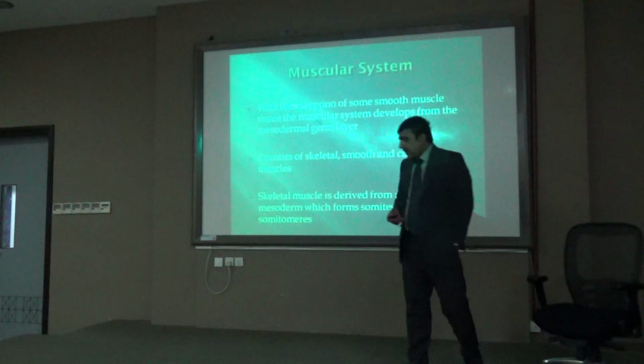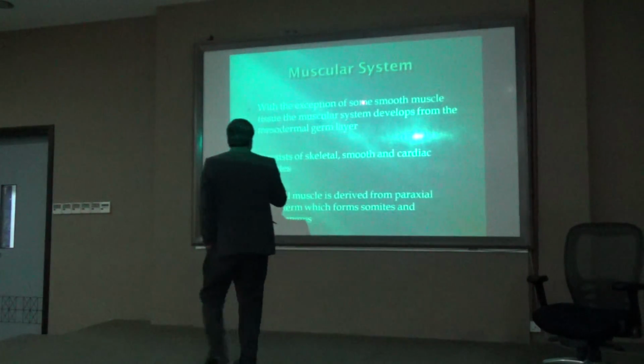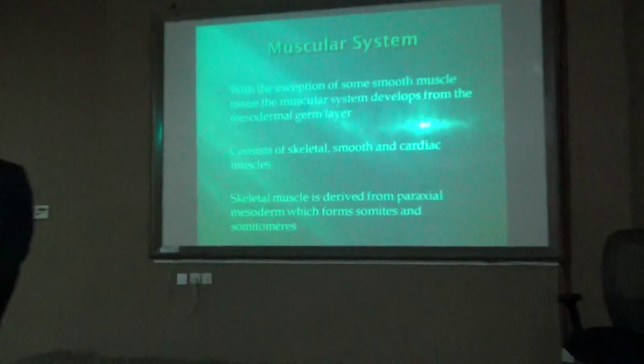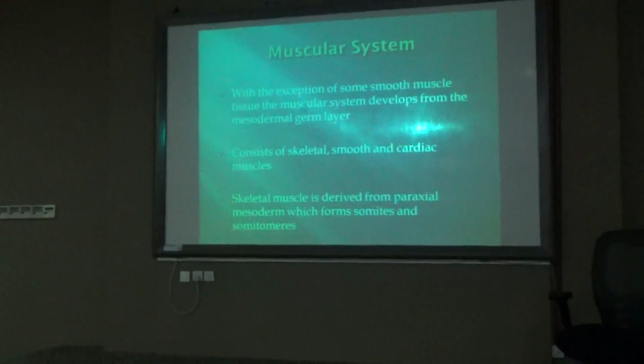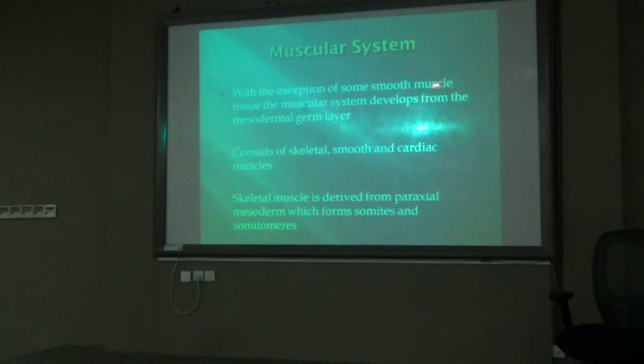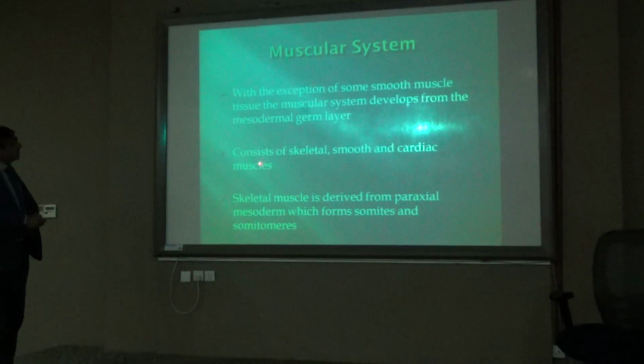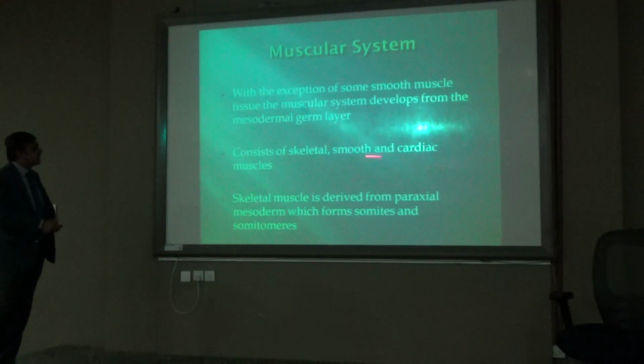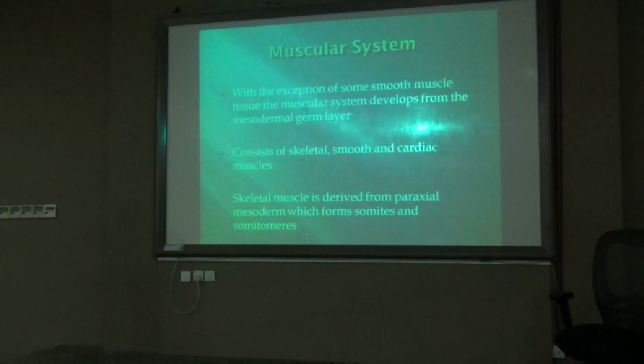With the exception, as I told you earlier, there are few exceptions. With the exception of some smooth muscle tissue, the muscular system develops from the mesoderm. Some exceptions, but almost all of the muscles develop from the mesoderm. The muscular system consists of skeletal, smooth, and cardiac muscles, as you said, right?